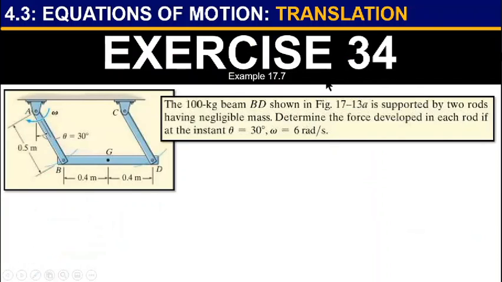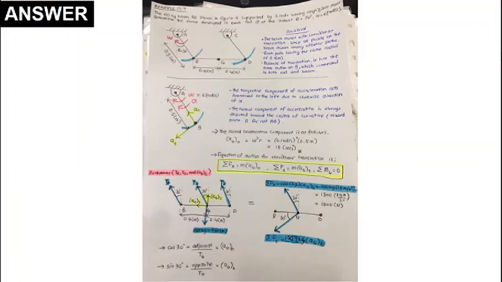Now, for exercise, I will show you one example, example 17.7. Exercise 34. The 100 kilogram beam BD shown in the figure is supported by two rods having negligible mass. Determine the force developed in each rod if at the instant theta equal to 30 degrees and omega equal to 6 radian per second. For this question, I already include the solution in this video, and I will also attach this solution in the Google Classroom. You can just refer and go through by yourself.